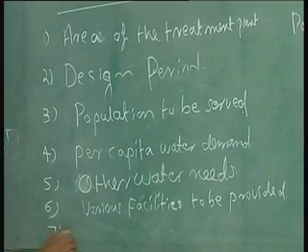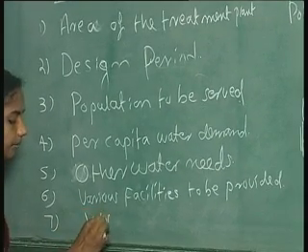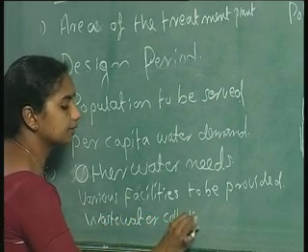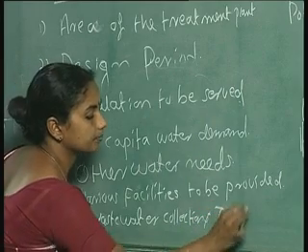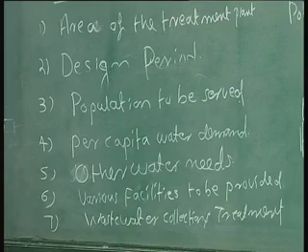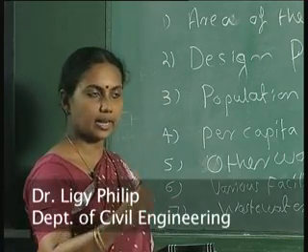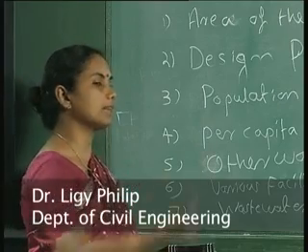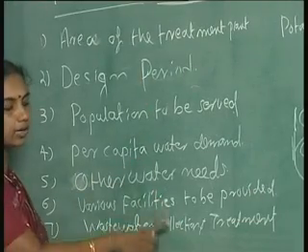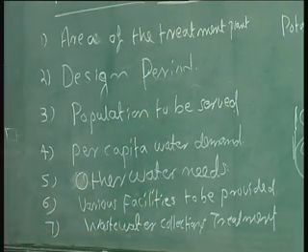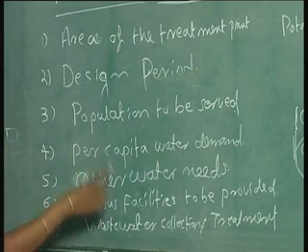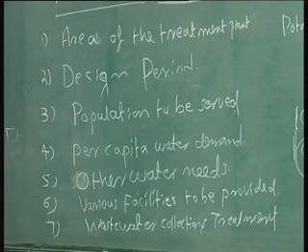And the last one is wastewater collection and treatment. This is also very important, because you are supplying the water and some portion is used for drinking purpose and cooking purpose. All other water, whatever is being used, it will be coming as wastewater. So, you should have proper wastewater collection and treatment provisions. So, when we talk about the area of the treatment plant, the provision should be there for the wastewater collection, treatment and disposal.